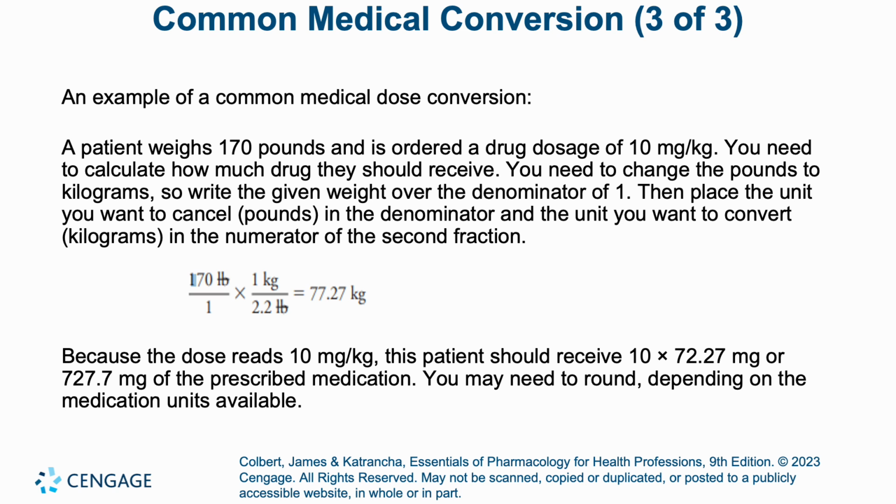So you'll write 170 pounds on the top and then over 1. Then you want to place the unit that you want to cancel in the denominator of the next number, and the unit you want to convert to in the numerator or the top part of the second fraction. So in this case, 170 pounds over 1 is your first fraction. Multiply by 1 kilogram over 2.2 pounds, because 1 kilogram equals 2.2 pounds.